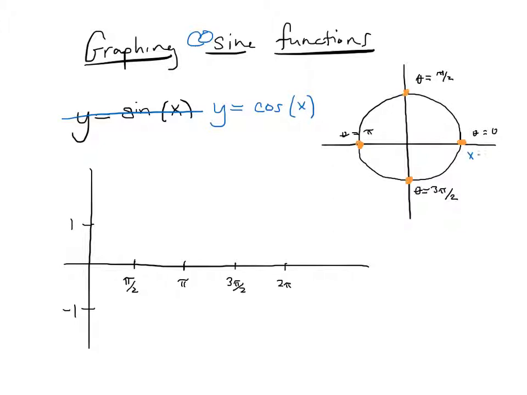Exactly. Cosine is the x-coordinates, so x is 1, x is 0, x is -1, x is 0. So there we've got cosine doing this deal between 0 and 2 pi. And just like sine, cosine is going to have a period of 2 pi. Okay, so there's the basic cosine graph.